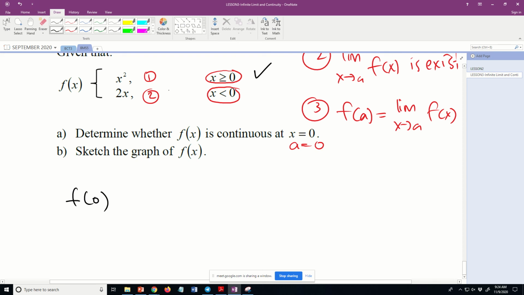Okay, you are not going with equation 2. You actually must go with equation 1. It's because of what? It's because there is an equal sign here. So since x is greater than 0, then you have to follow the equal sign. So I need to go with x square. So this means I will substitute into f(a). Let me put f(a).